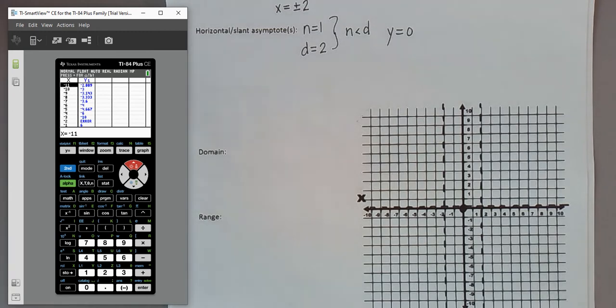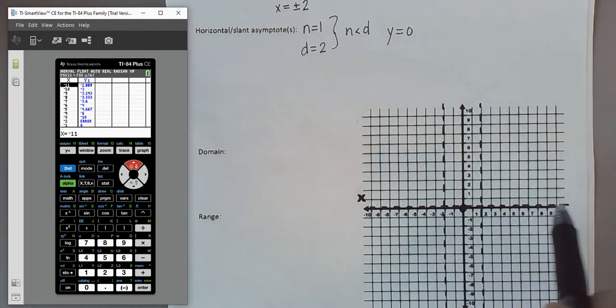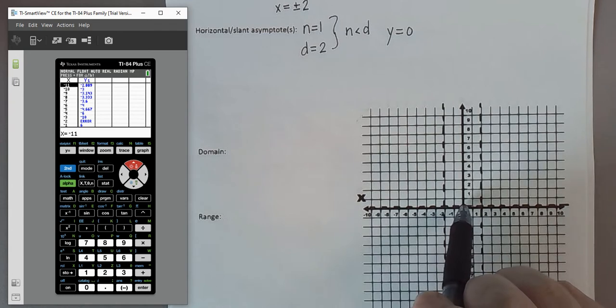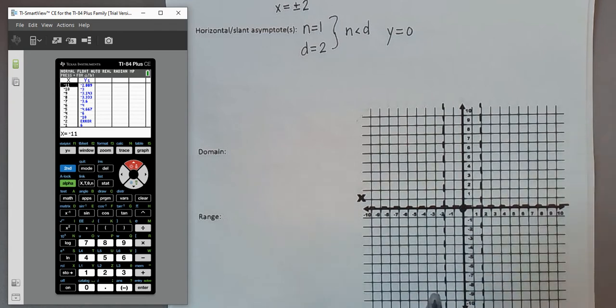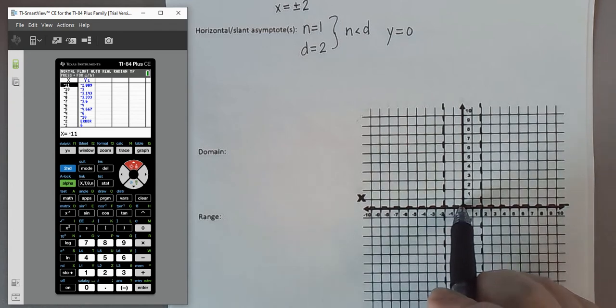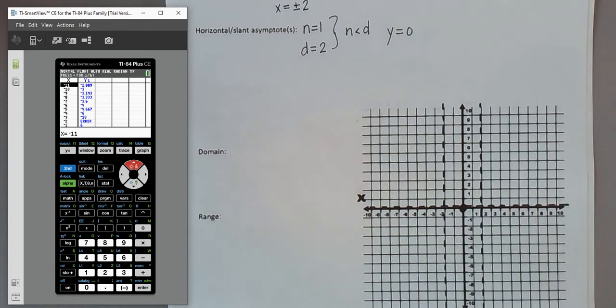So here's a question. Does our graph cross the horizontal asymptote? Well, in this case, the answer is yes. Notice we already have a point crossing the asymptote. It just so happened that our horizontal asymptote coincided with the x-axis, and we already determined that we do have an x-intercept. So this is going to be the location where our graph actually does cross our horizontal asymptote.